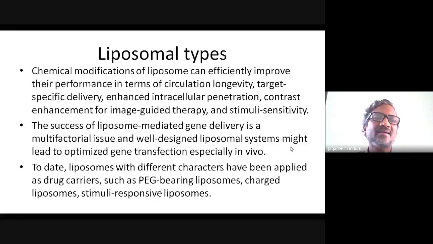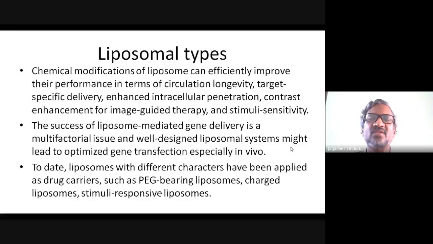We have made the surface of this liposome chemically modified. Like we have attached an aptamer, then it has specificity and enhanced intracellular penetration, because when your drug delivery system is not reaching the cytoplasm, how can it enter the nucleus? So it is not possible. So we are going to enhance the intracellular penetration by having modifications on the surfaces, and contrast enhancement for the image guided therapy in the diagnosis.